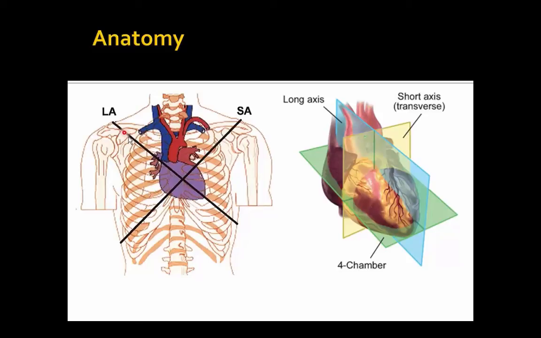So long axis kind of runs from the right shoulder to the left hip, roughly, and short axis is pretty much opposite of that. Now when we do echocardiograms, we slice the heart into multiple different planes. We slice it along its long axis, which is kind of this blue plane here, its short axis along this yellow plane, and even its own kind of coronal axis in the 4-chamber view with this green plane here.